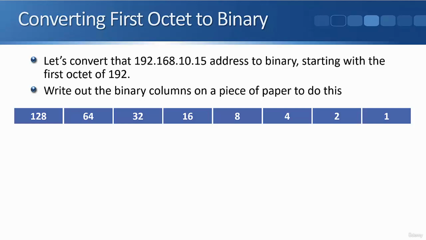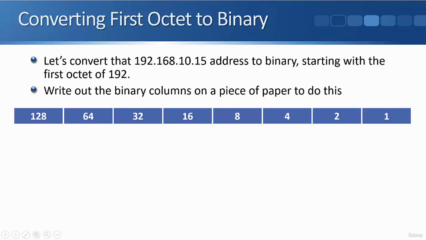The way that you do this is get a piece of paper and a pencil and write out what you see here on the slide. Starting from right to left, write out 1, 2, 4, 8, 16, 32, 64, and 128. Then to figure out what your IP address is in binary, start off with the first octet, which is 192. When you write it out, it's easiest to write it from right to left, but when you're figuring things out, we go from left to right.